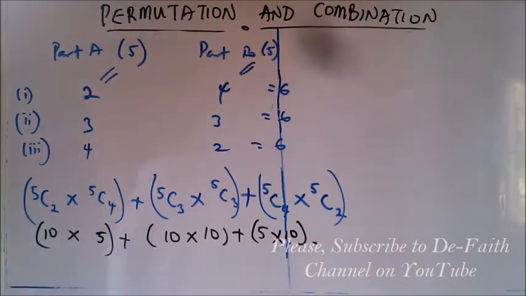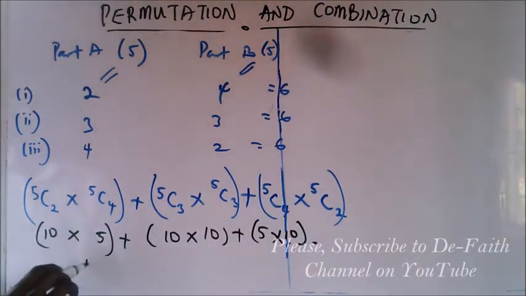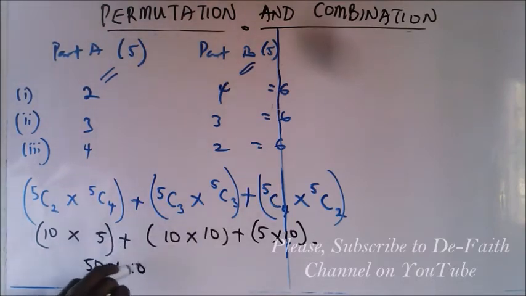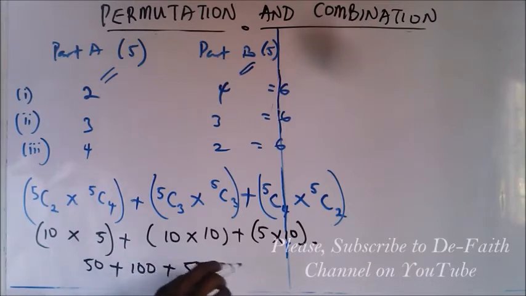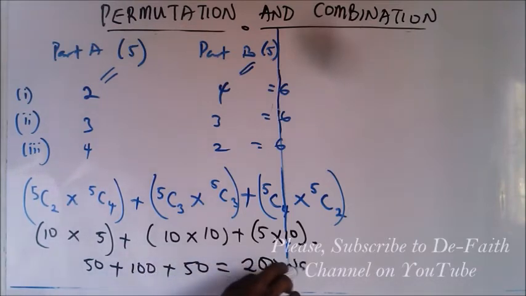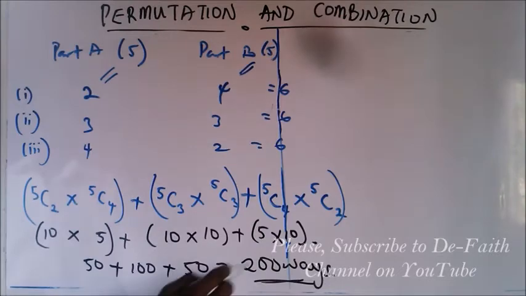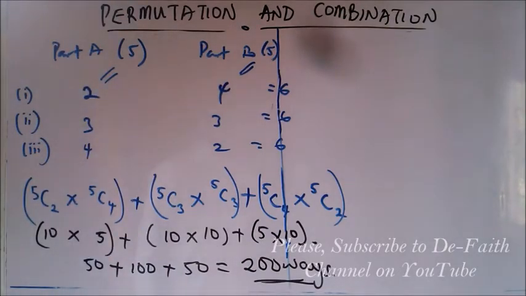10 multiplied by 5, that gives 50, plus 10 times 10 is 100, and then 5 times 10 is 50. And so we are having 200 ways. So we have 200 ways of answering questions in that order.